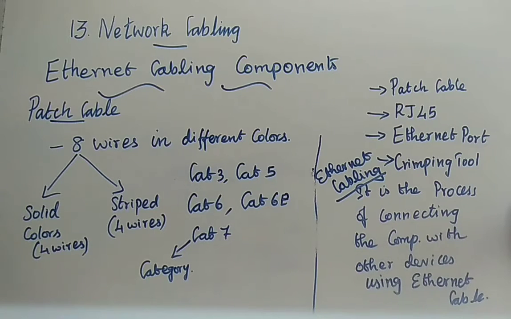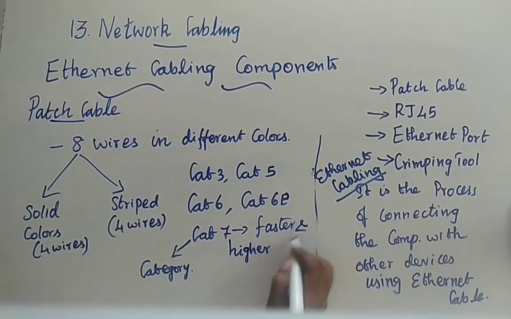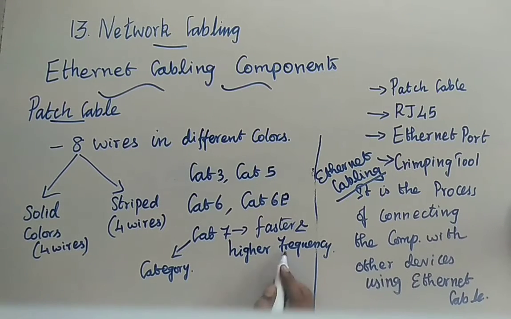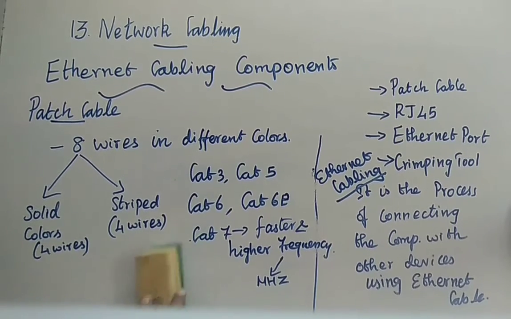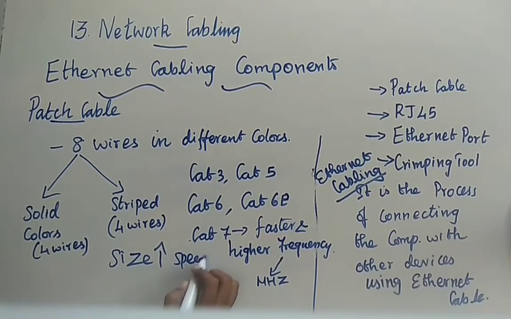If it is the latest version, what advantages is it going to have? This Category 7 is faster and it has a higher frequency. So Category 7 is your latest, it is very fast and of higher frequency. The frequency is normally measured in megahertz. If the size is increased, the speed will decrease. Size increase means speed will decrease for you.